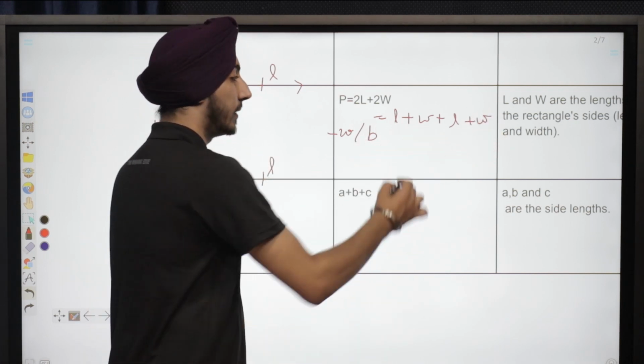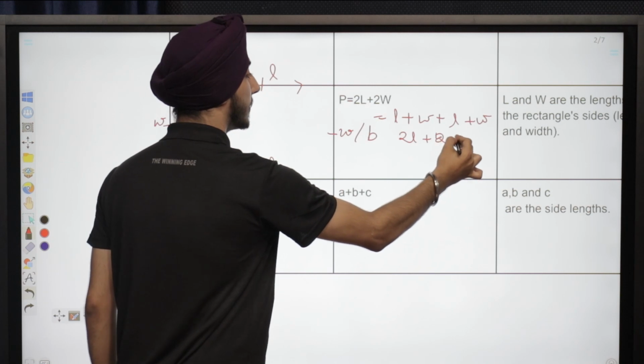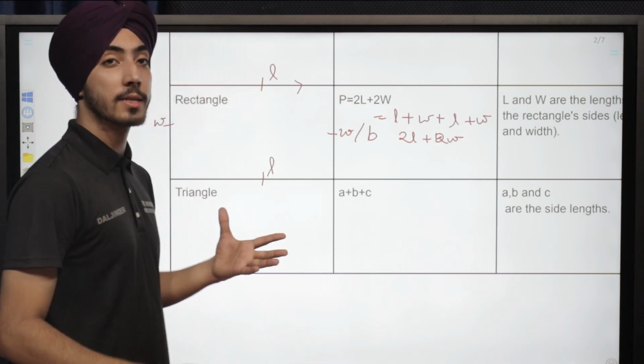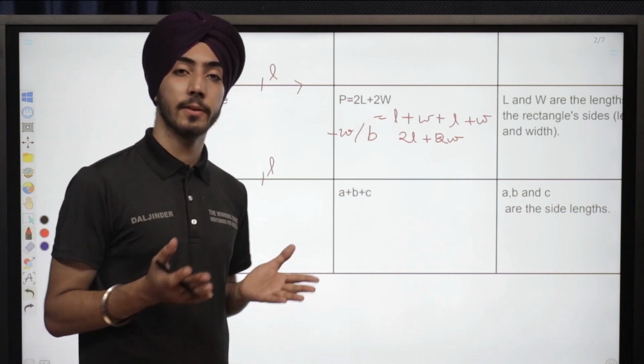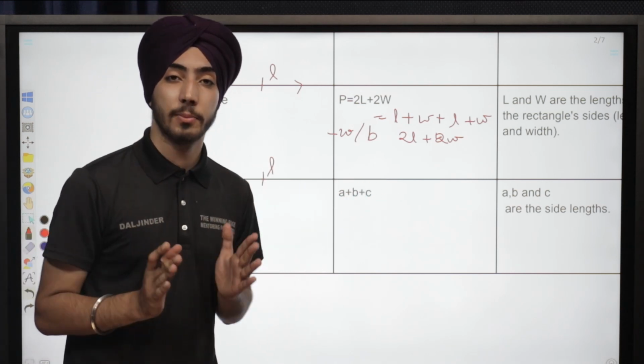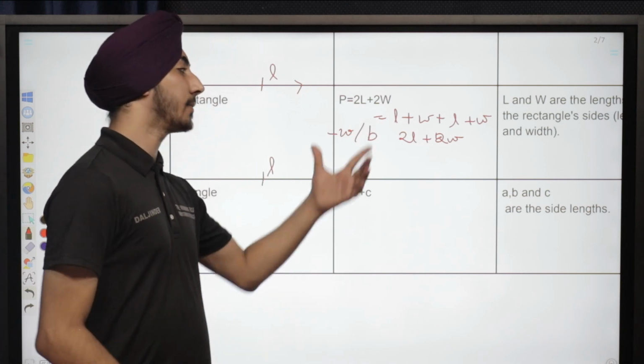L plus L will give you 2L. And W plus W will give you 2 times W. You don't have to just mug it up. You can always remember the concept. Perimeter, जब भी आप किसी भी figure का perimeter भूल जाओ, just remember one thing, कि आपको सारी sides add करनी. You have to add up all the sides and that will give you the perimeter.